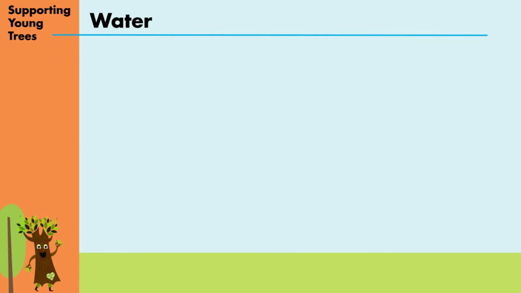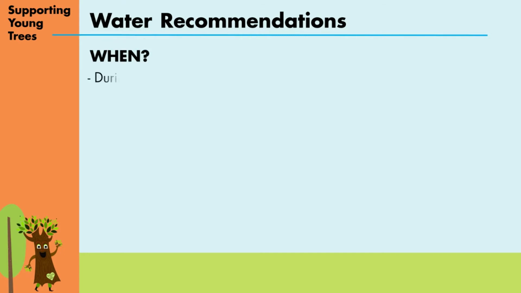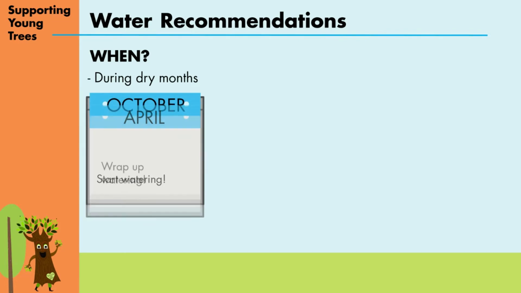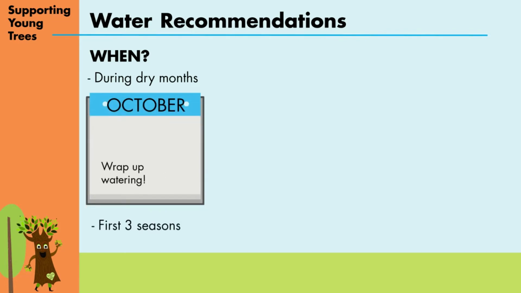It's good for you as a summer inspector to know our watering recommendations so you can share these tips with tree parents if needed. Trees in the Pacific Northwest need to be watered during the dry months, which in general ranges from mid-April to late October. Trees should be supported with watering during their first 3 growing seasons.